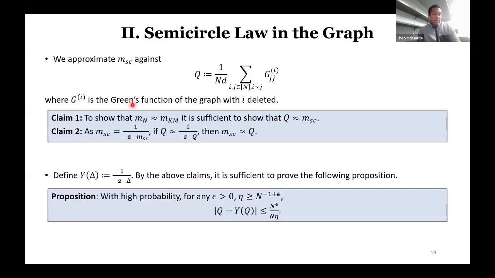And what I claim is that it's actually, first of all, sufficient to look at this object. And second of all, because the semicircle law satisfies the self-consistent equation, all we need to do is just show that this Green's function Q satisfies a similar type of self-consistent equation. And this is really what we spend the majority of the proof doing, is proving that Q satisfies this type of self-consistent equation up to some high level of accuracy.